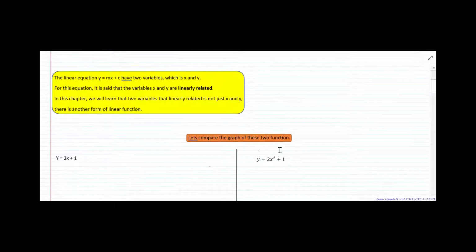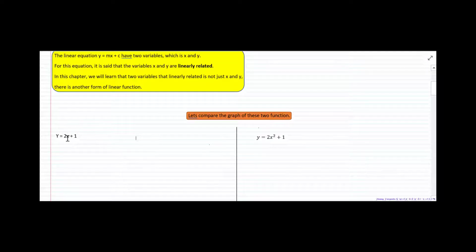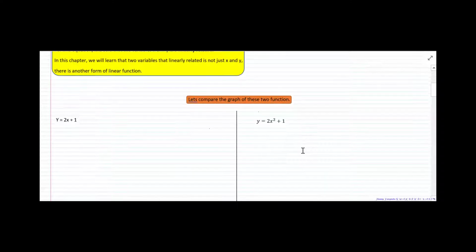To begin with, let's compare the graphs of these two functions. The first is y equals 2x plus 1, and the second one is y equals 2x squared plus 1. Let's begin with y equals 2x plus 1. As we know, for y equals 2x plus 1, the graph will be a straight line. But how do we draw it?